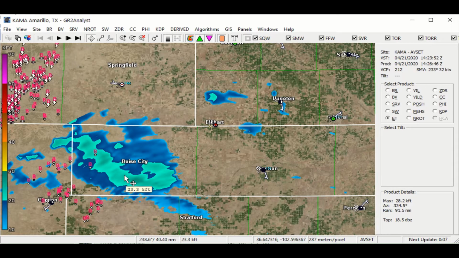All right, so our first empirical rule is echo tops reaching to minus 20. We've got cells with echo tops of 26, 27, 28,000 feet. So 26 to 28,000 feet.